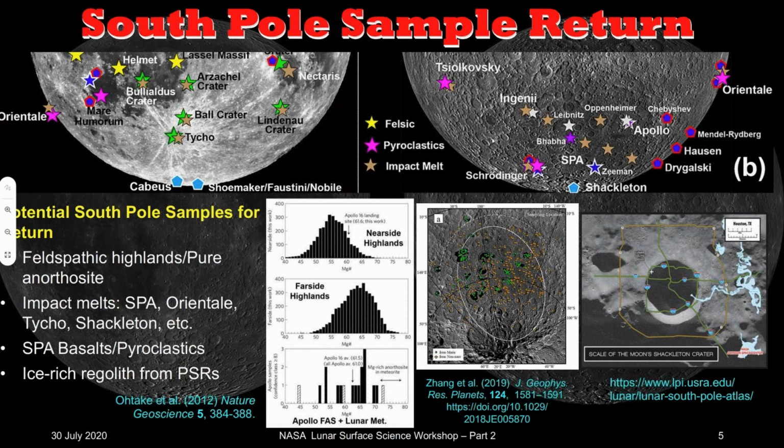Impact melts. You can see, for example, in the top left, the Tycho rays extend down into the South Polar region. We've also got Orientale on the top right figure, but then we've got craters such as Shackleton down there as well, and SPA. So I'm expecting to see impact melts returned, at least from regolith samples, that could be quite informative, as well as basaltic samples from the far side that could be very useful in understanding mare magmatism through that thickened crust or in the SPA basin.